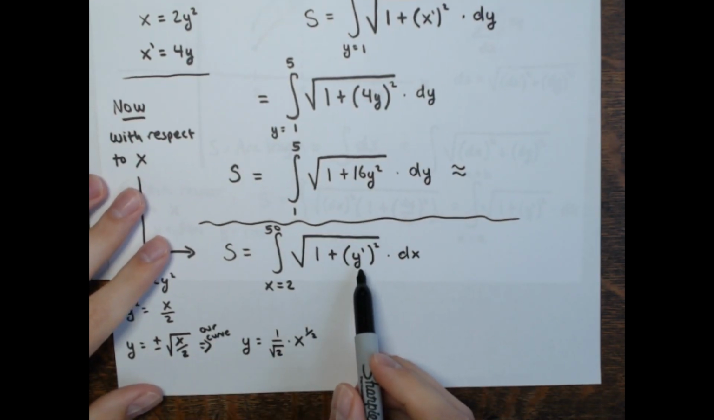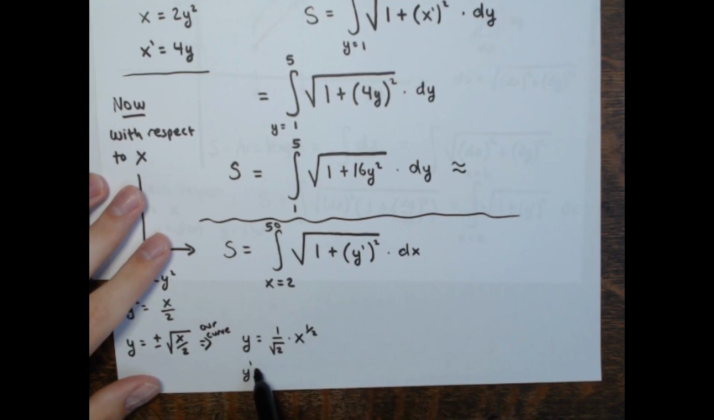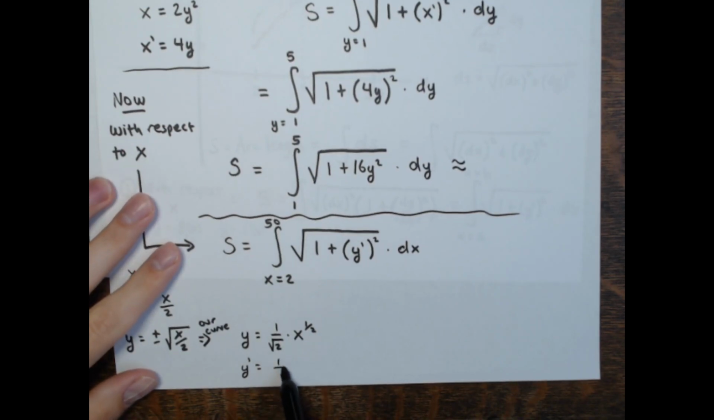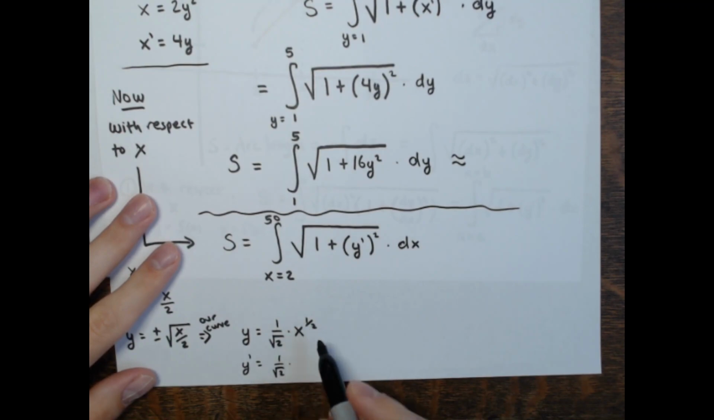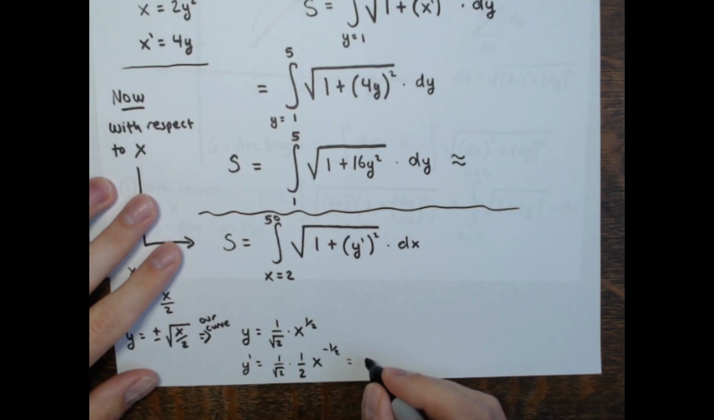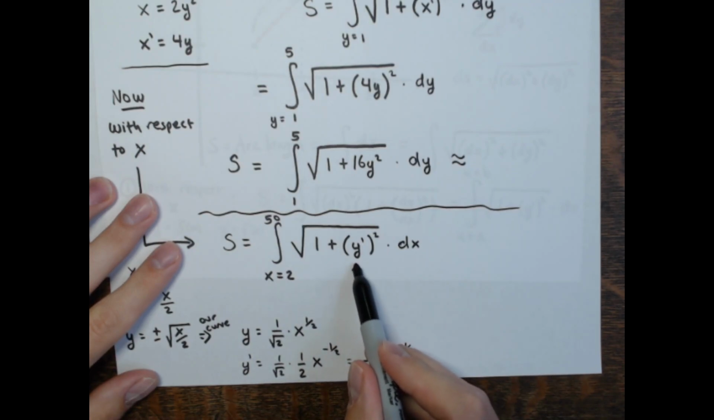In the arc length formula, I need y prime. So what's the derivative of y with respect to x? Y prime would still have this constant, 1 over the square root of 2 is a constant, and then I'm using the power rule here. This would be 1 times a half x to the negative half: you multiply by the power and subtract 1 from the power. So this is 1 over 2 root 2, which is also 1 over the square root of 8, times x to the negative half. And that's going to go into y prime here.